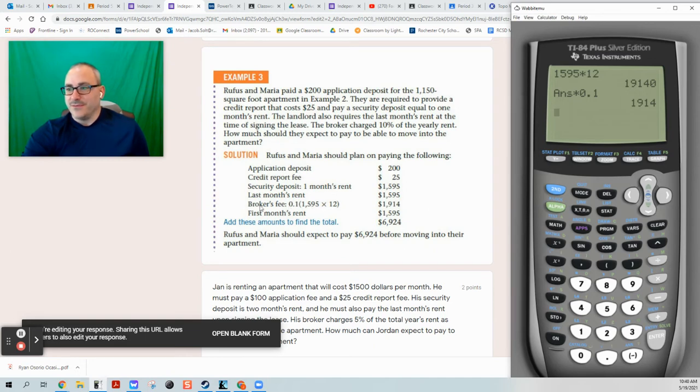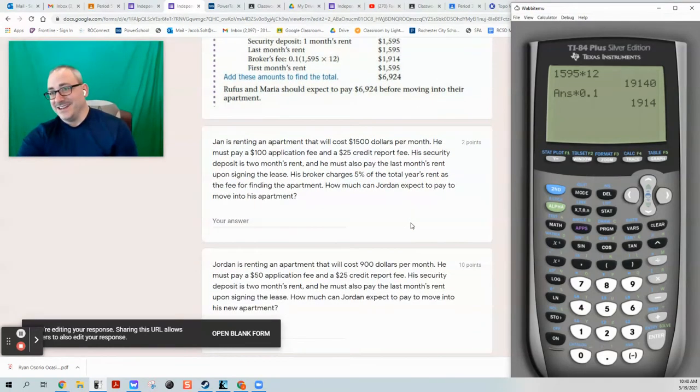If you don't go through a broker, you won't have to pay a broker's fee, and sometimes they don't require last month's rent altogether. So in a more realistic scenario around here, Rufus and Maria might need $3,000 to get started, so it's less than half this. But just be aware that it costs money to even get into an apartment.